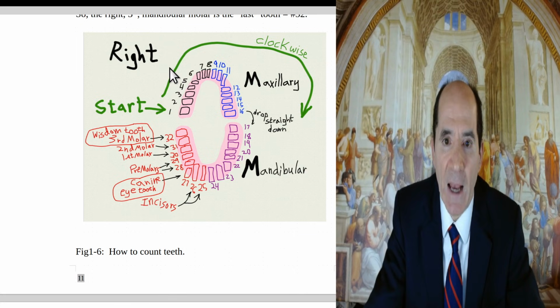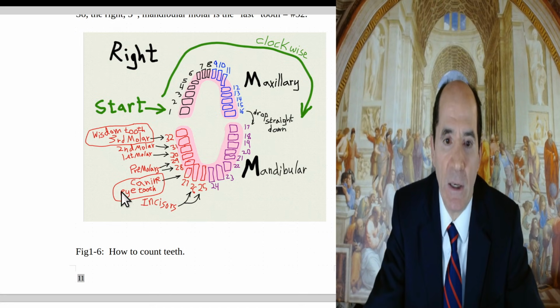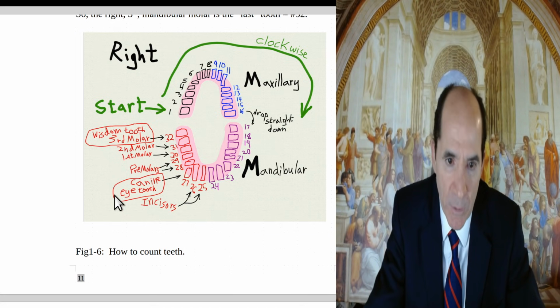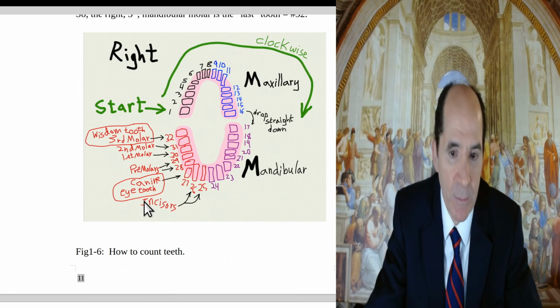So these are the incisors right in there. Then the canines. Incisors, canines, then the premolars, then the molars in the back, or you can call these the bicuspids. Okay, so that's how you number your teeth. All the way in the back is called the wisdom tooth. Canine sometimes called the eye tooth. So that's how you name them.